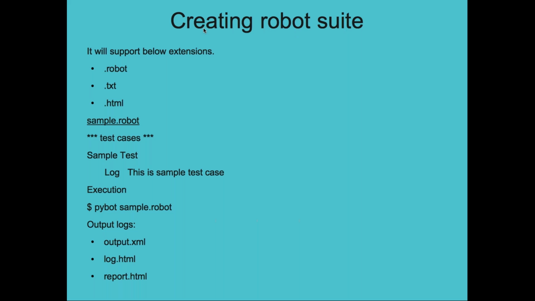So basically, robot framework will support three extensions: .robot, .txt and .html. With these three extensions, we can create a robot suite. So .robot and .txt are like text files. The extension will be robot, but you can enter the data as text. Even .txt is a plain text file. When you come to .html, you can create in HTML format.